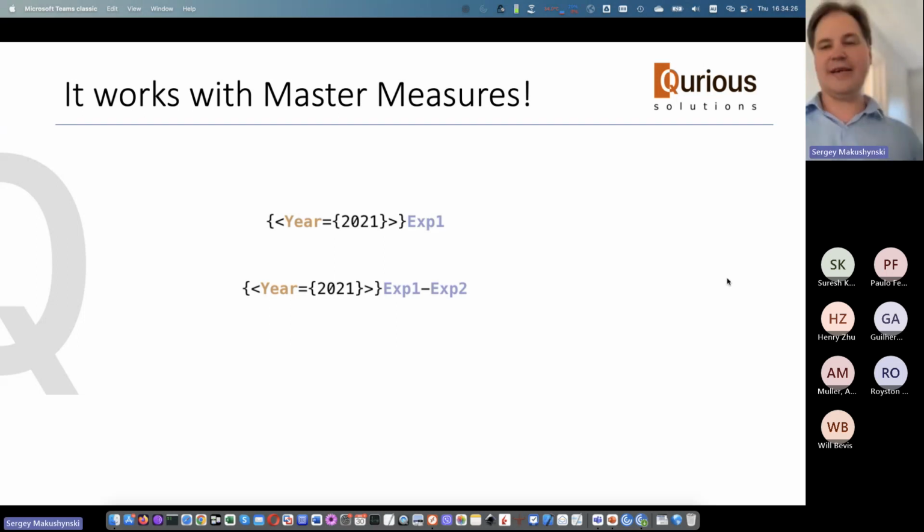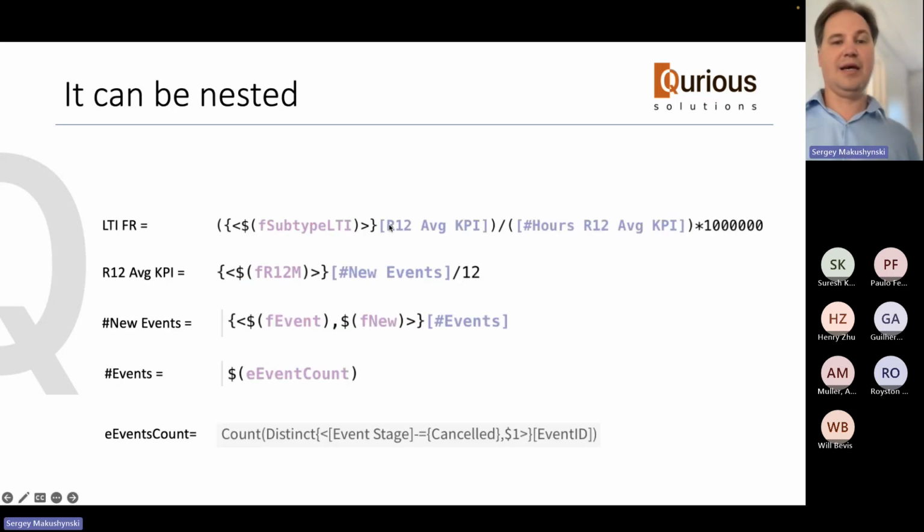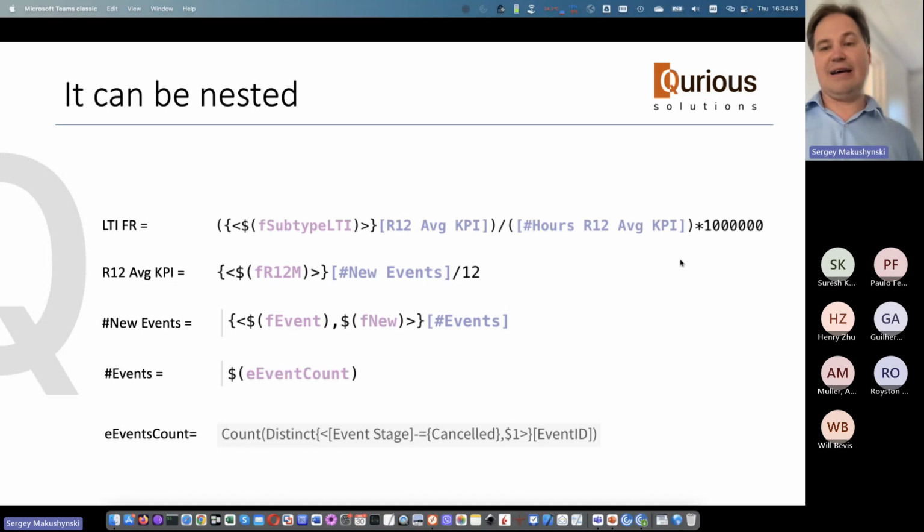So now we are back online, and I just wanted to show how it can be used with your master measures. Basically, you can use one expression minus one measure minus another measure, put set analysis in front, and it works. So it looks much simpler, isn't it? Yep. And the thing is that it can actually be nested.